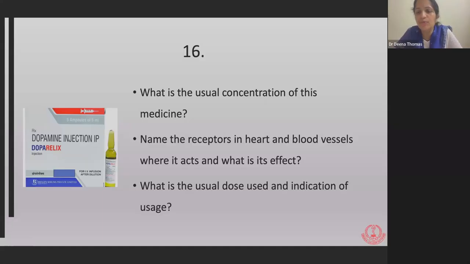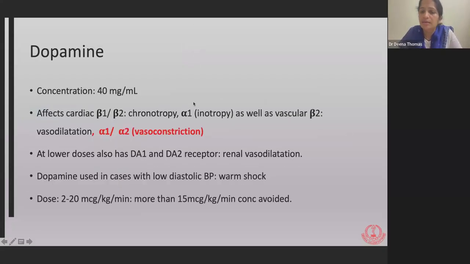Everybody knows we use it in shock. In what type of shock will you use it? So diastolic hypotension. Generally dopamine is not preferred for cold shock or cardiogenic shock. You would prefer it for diastolic hypotension, not systolic hypotension, when your diastole is lower, in a warm shock case. That is a scenario where you will use dopamine or norepinephrine. In cardiogenic shock or systolic dysfunction, we will prefer dobutamine or adrenaline. That is one concept that everybody should know.